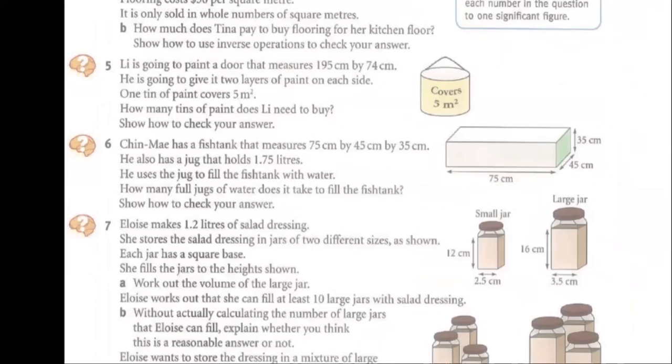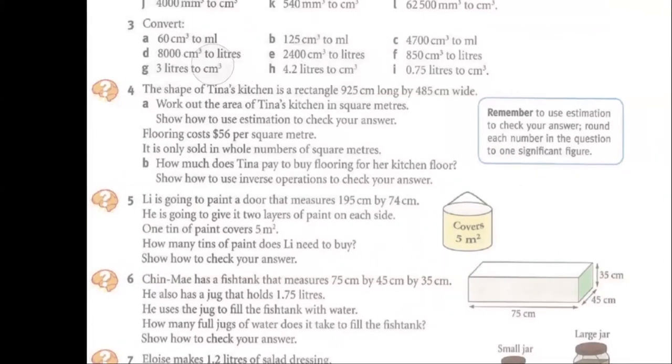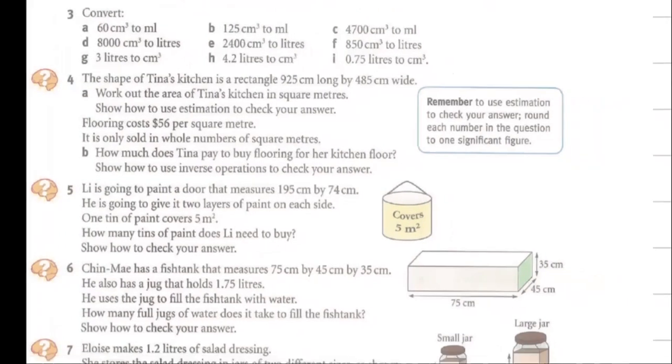Okay, number 4, 5, 6, and 7 are word problems. So we need to look at the problem and solve it. The shape of Tina's kitchen is a rectangle 925 centimeter long, 485 centimeter wide. Work out the area of Tina's kitchen in square meters. Show how you use estimation to check your answer.